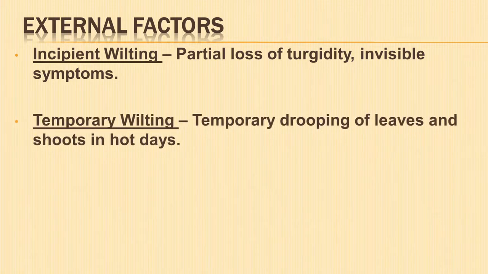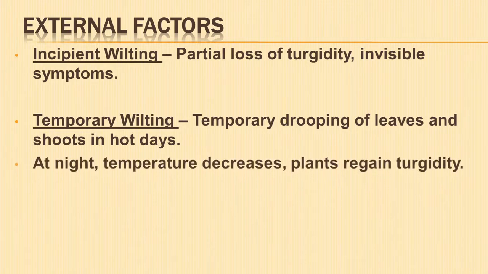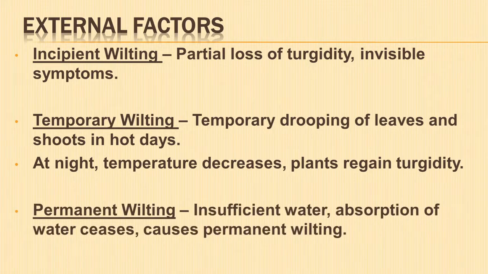Temporary wilting. During hot summer days, temporary drooping of leaves and shoots occurs due to high transpiration rate causing water deficiency or loss of turgidity. When the temperature decreases at night, the plant regains water and normal turgidity.